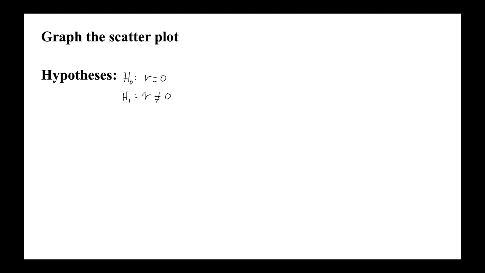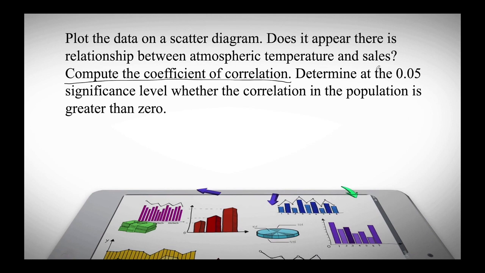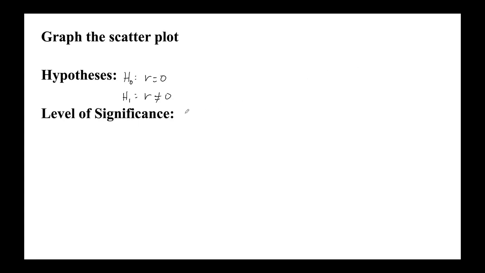Okay, so for our alternative hypothesis, this is R not equals to 0. Meaning, we are saying here that there is a correlation between the atmospheric temperature and the total sales of the fruit shake. Okay? So, for the level of significance, based on the problem, we must use 0.05 significance level. So, let's write it here, 0.05.